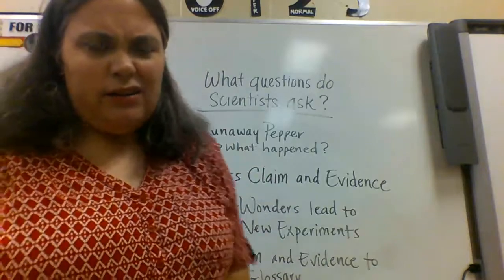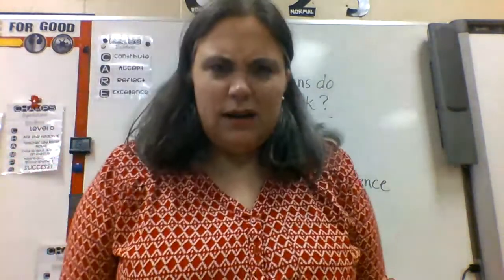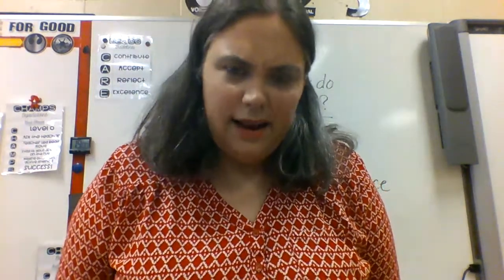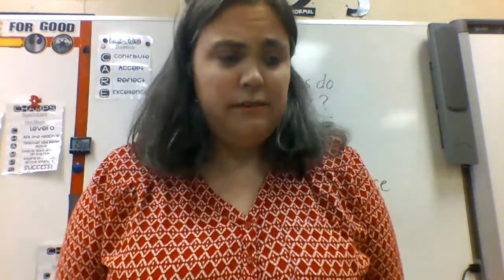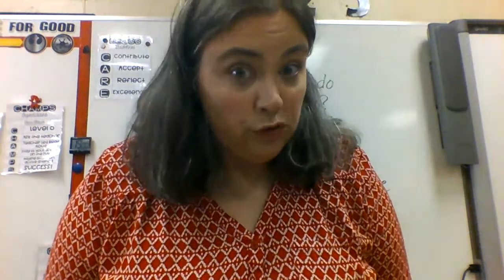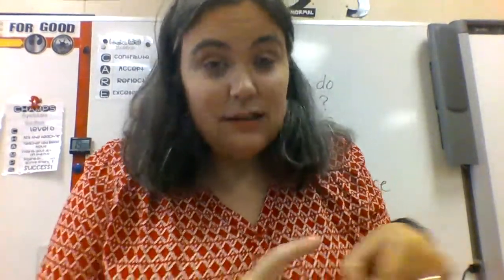So now we got to figure out, though, what happened. What happened there other than the pepper shot off to the sides? What do we think happened in that? And to do that in science, we call it claim. It's what we think happened in the experiment to cause a result, a reaction, right? And then we have to have proof in something that we saw in our experiment. We call that evidence.